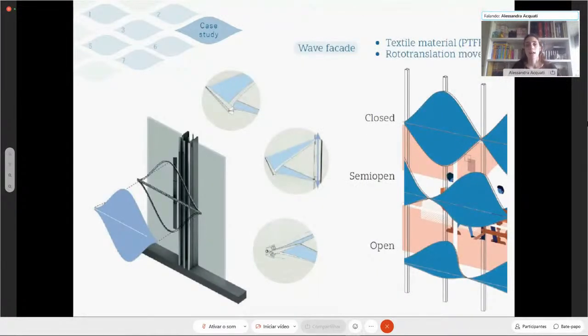The dynamic facade analyzed is the wave facade. It is made of a textile material, and is characterized by a rototranslational mechanism. On the left part of the slide, it's possible to see the detail of the mechanism, while on the right part, it's possible to see the three configurations used in the analysis, which are closed, semi-open, and open.